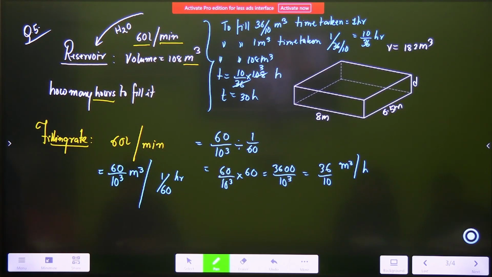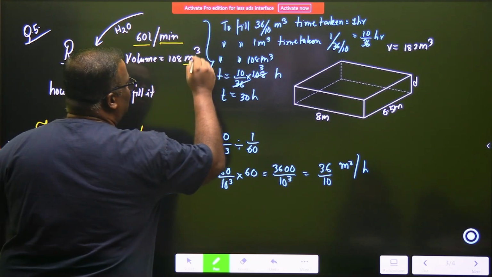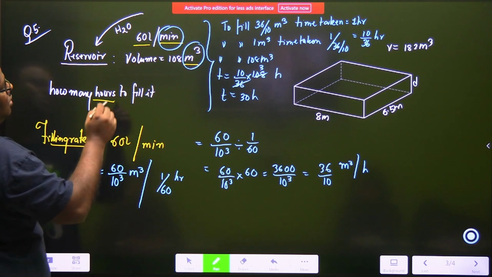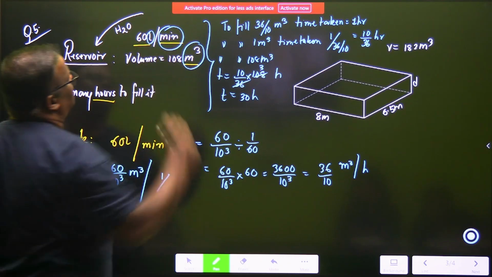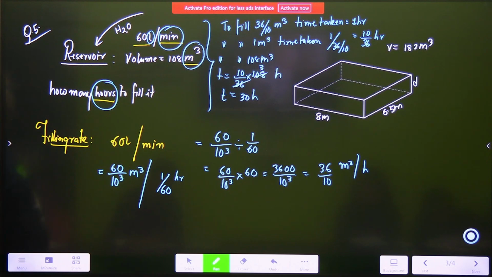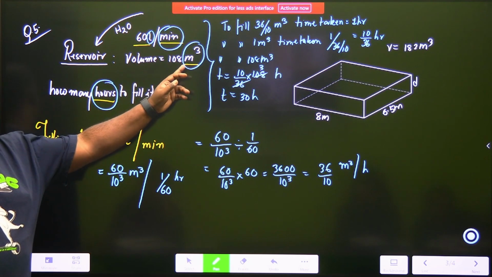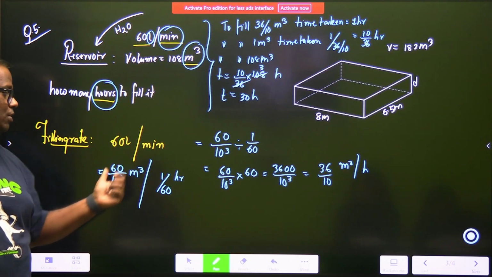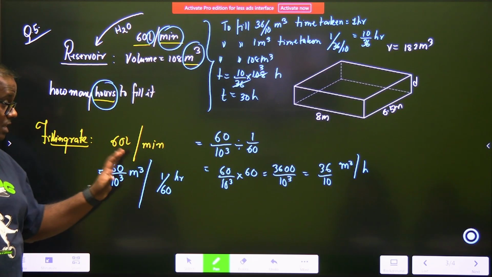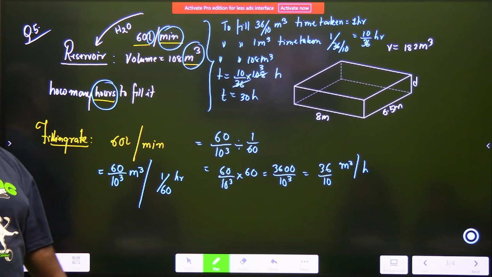Did you understand? All they tried to do was trick you on this meter cube. This was in minutes and this was in liters, and also how many hours. So bring everything to the way they want it. They want it in hours, and we need to fill in meter cube. So I converted liters per minute into meter cube per hour. Did you get this? This is the trick part of the problem. If you know this, then you will be able to do it.